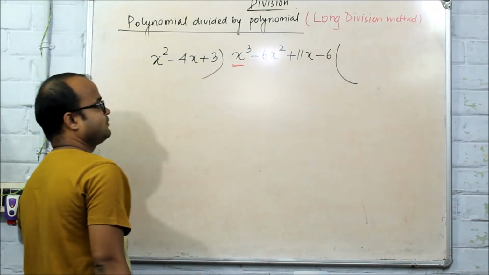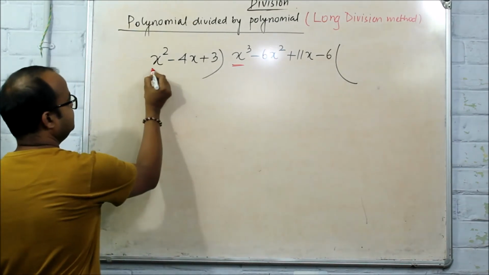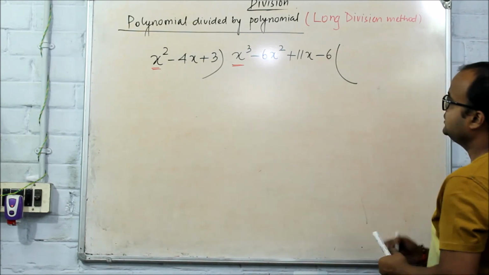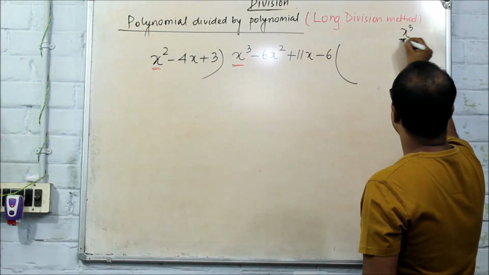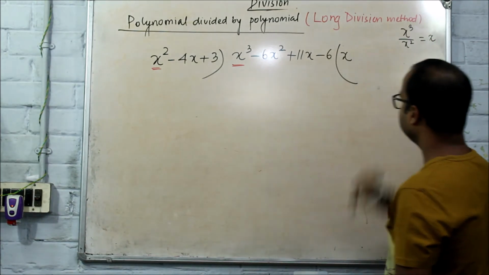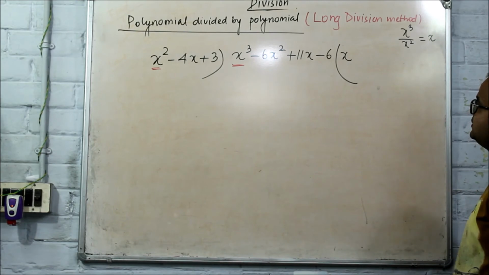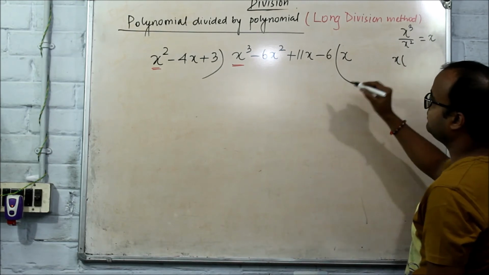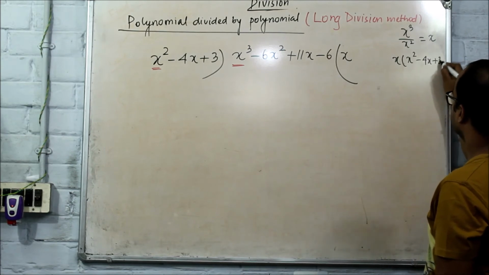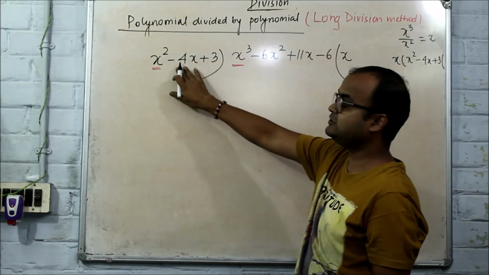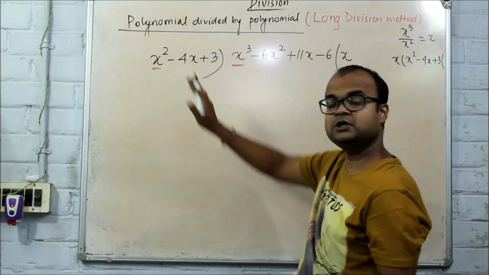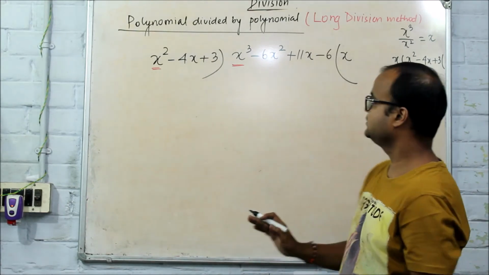Leading term x cube, leading term x square. So first we need to divide the leading term. So x cube by x square is equal to x, so we need to write x here. Now next, x multiplied by x square minus 4x plus 3. In the last few sums this was a binomial. Whether it is binomial, trinomial or polynomial, we are going to follow the same process.